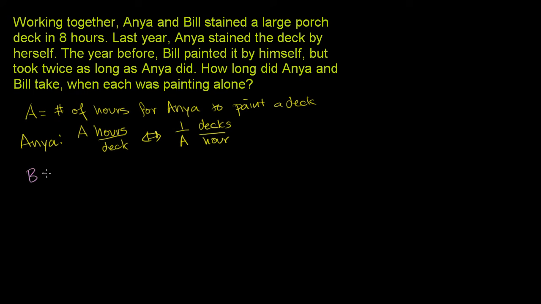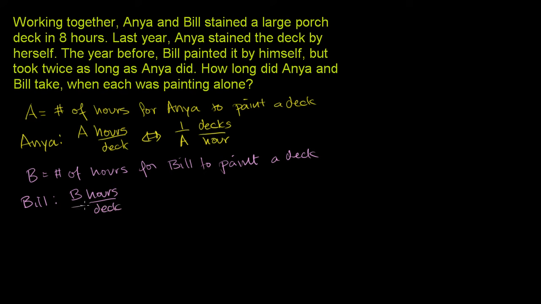Now, let's do another variable for Bill. Let's define B as the number of hours for Bill to paint a deck. So for Bill, it takes him B hours per one deck. This is the same thing as saying that he can do 1 deck per every B hours. Or another way to think of it is he can do 1 over B deck per hour.